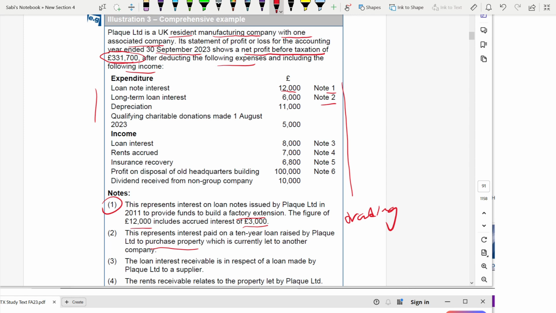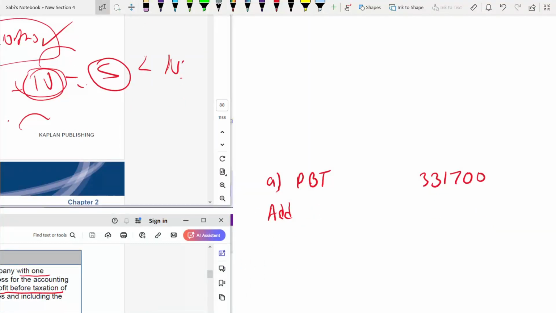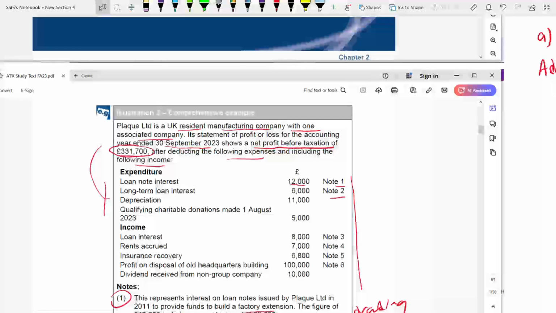Leave it. But the second one, long-term loan, note 2, was to let the property to another company. This is investment. This is non-trading. It should not be deducted, but it was deducted before. That's how you got this net profit. Now add back that 6,000. So long-term loan, 6,000. Next, depreciation. Yes, depreciation is non-cash. Anyway, it has to be added. 11,000.